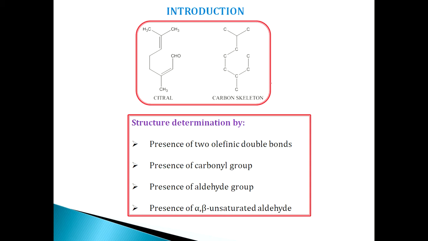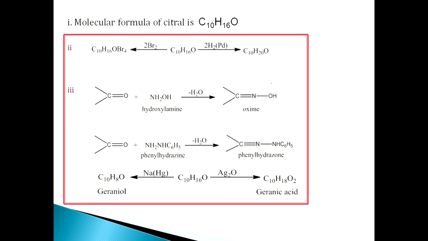If you look at the structure of citral, it contains two olefinic double bonds, a carbonyl group, an aldehyde group, and also an alpha beta unsaturated aldehyde. Let us see. The very first point is the molecular formula of citral was found to be C10H16O. So this is the molecular formula of citral.